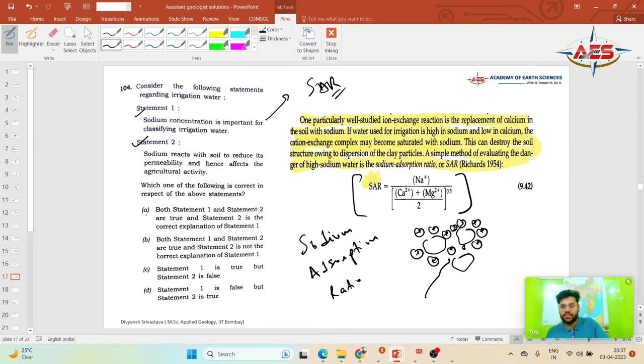So this statement is also correct. So both statements are correct, and the second one satisfies the first.